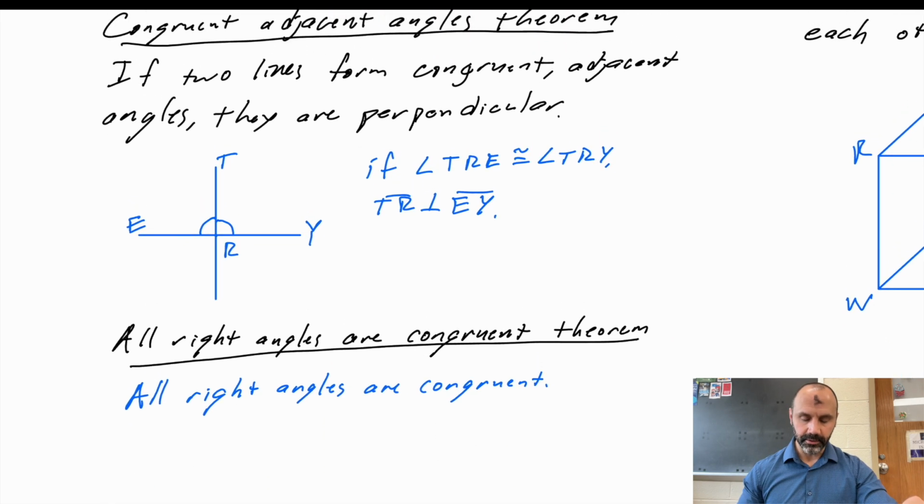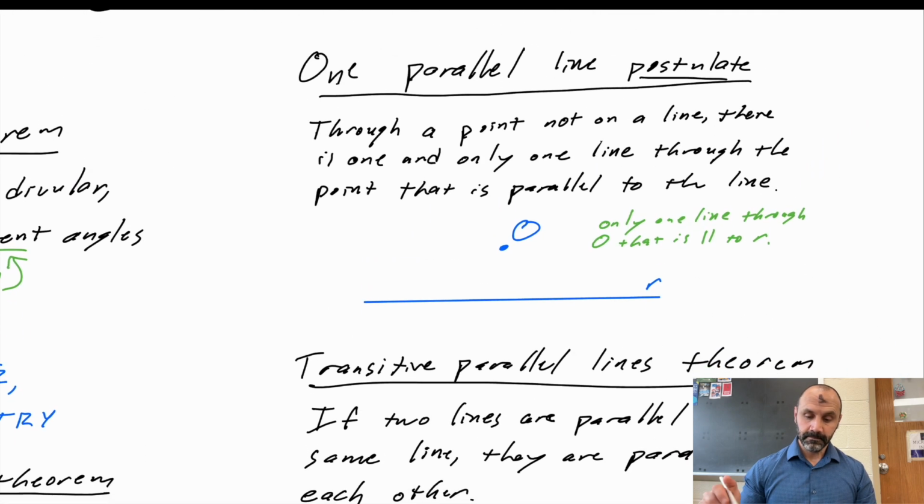And the all right angles are congruent theorem. There's no other way to say it. All right angles are congruent. That's the name of the theorem. That's exactly what the theorem says. Because anytime you have right angles, it means they have the same measure. If they have the same measure, by the definition of congruence, they have to be congruent. So all right angles, since they have the same measure, are congruent to each other.